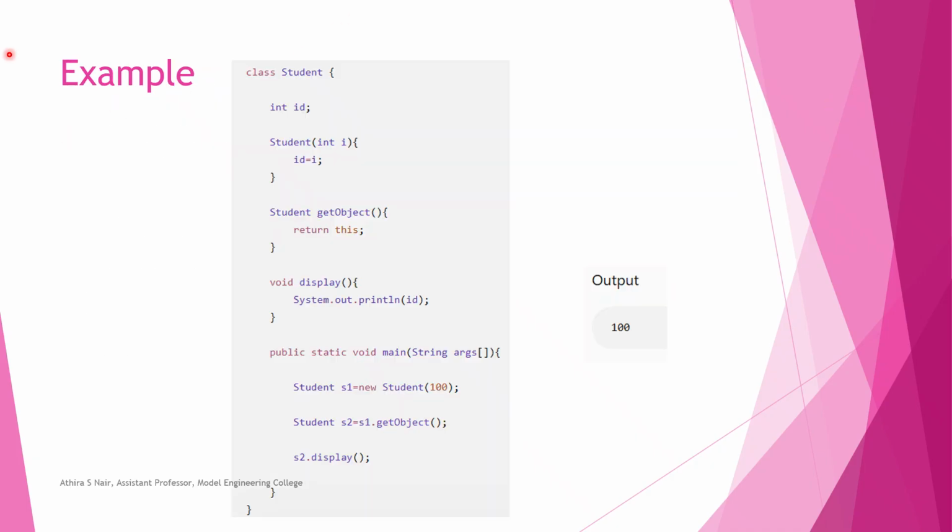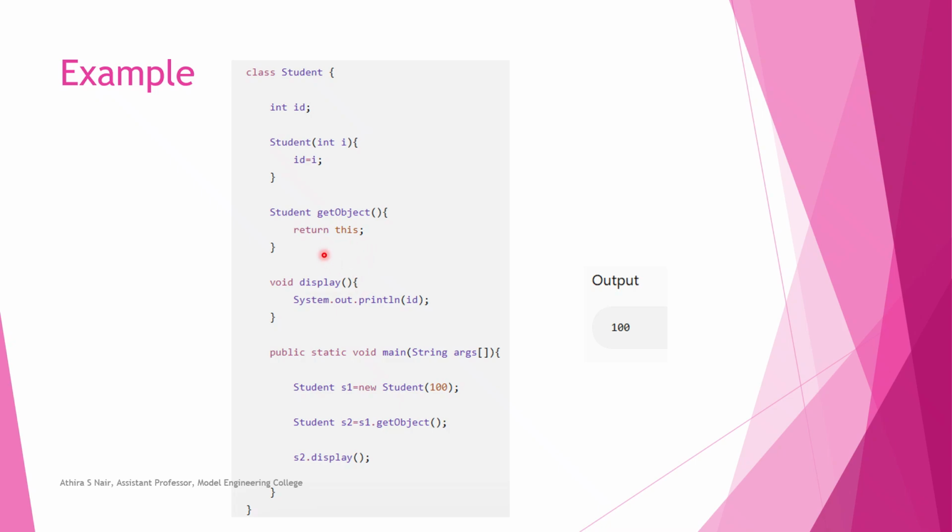So let's see an example. Here we have a class Student and it has one field, ID, and a constructor Student(int i). Now we have a method getObject. Look at the return type of this method. The return type is Student, not void or any primitive data type. Therefore, this method must return a Student object or a reference to a Student object.